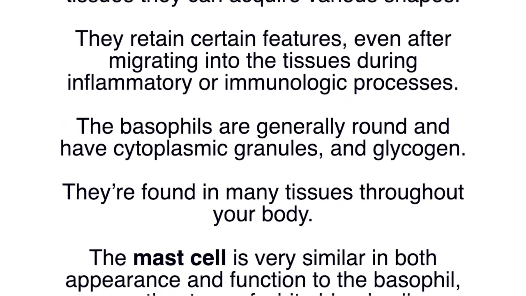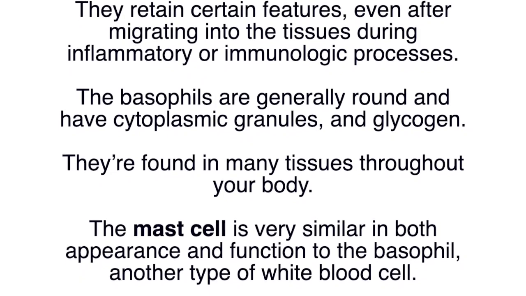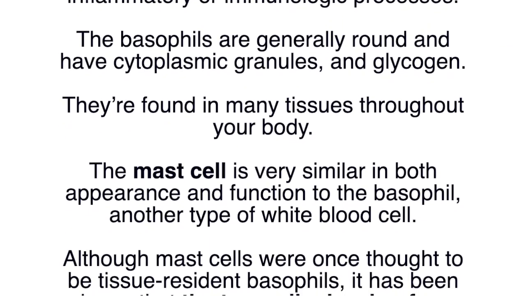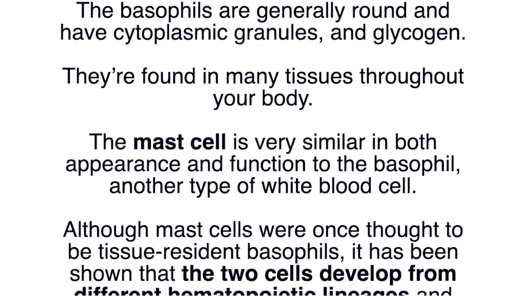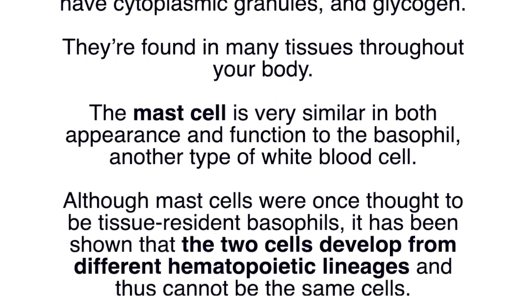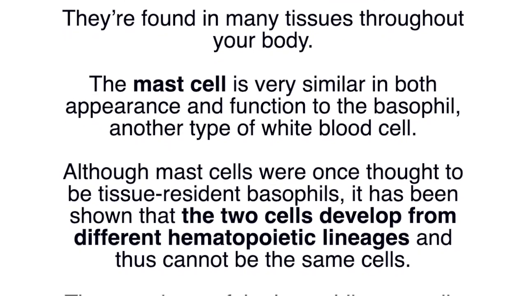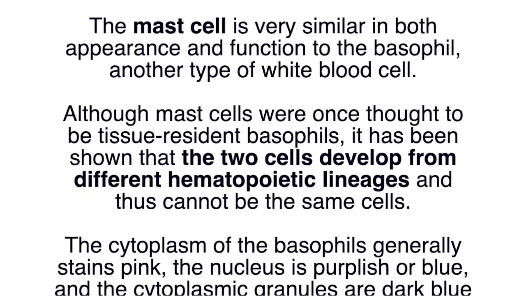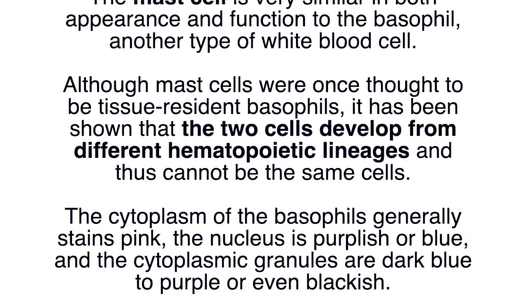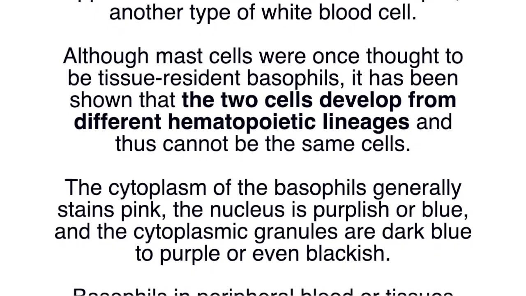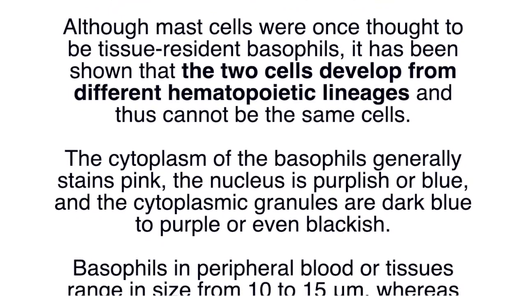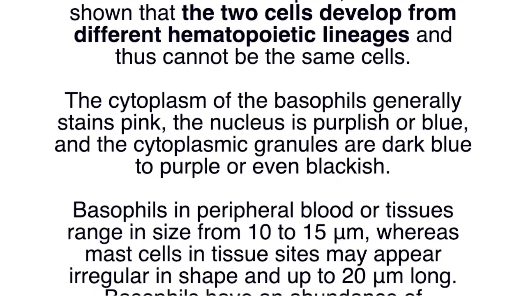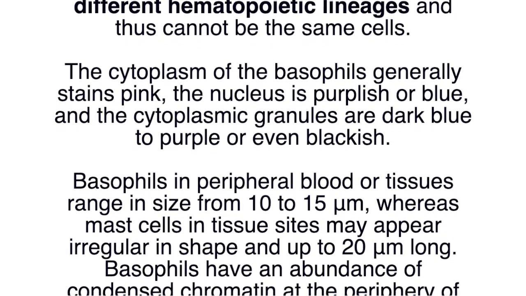The mast cell is very similar in both appearance and function to the basophil, another type of white blood cell. Although mast cells were once thought to be tissue-resident basophils, it has been shown that the two cells develop from different hematopoietic lineages and thus cannot be the same cells. The cytoplasm of the basophils generally stains pink. The nucleus is purplish or blue, and the cytoplasmic granules are dark blue to purple or even blackish.